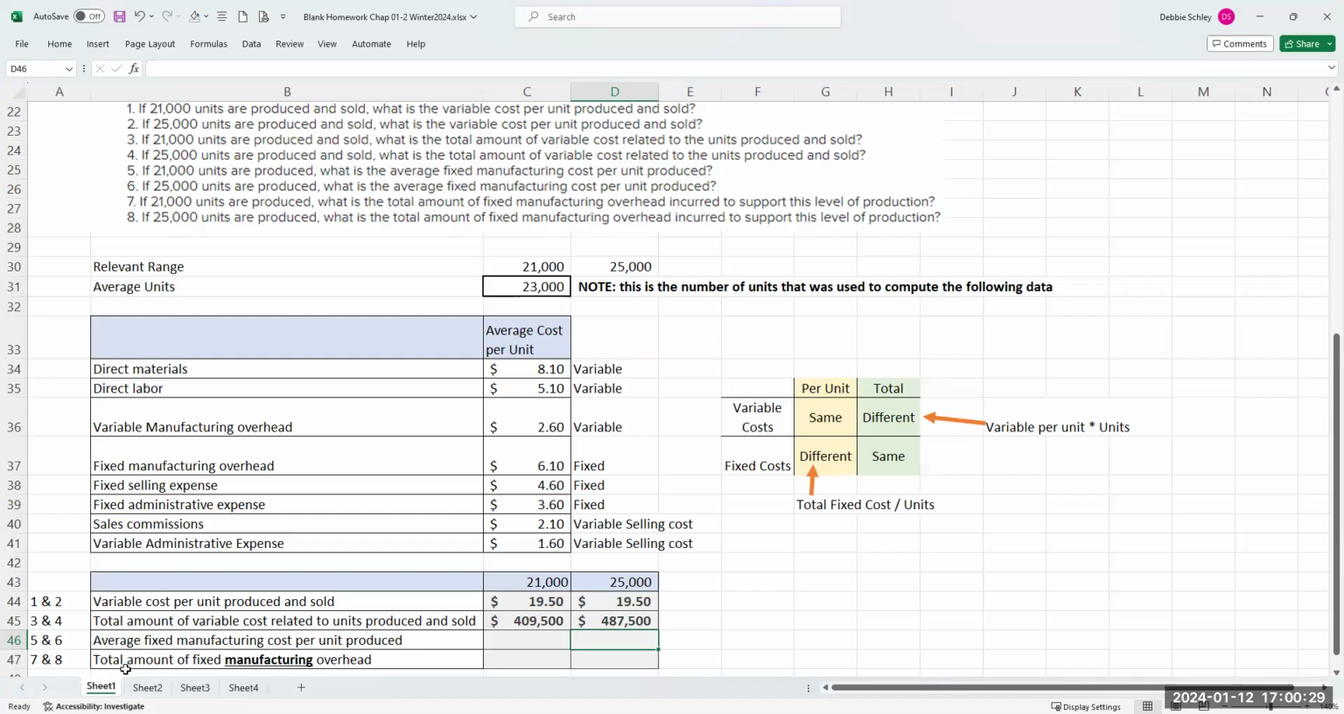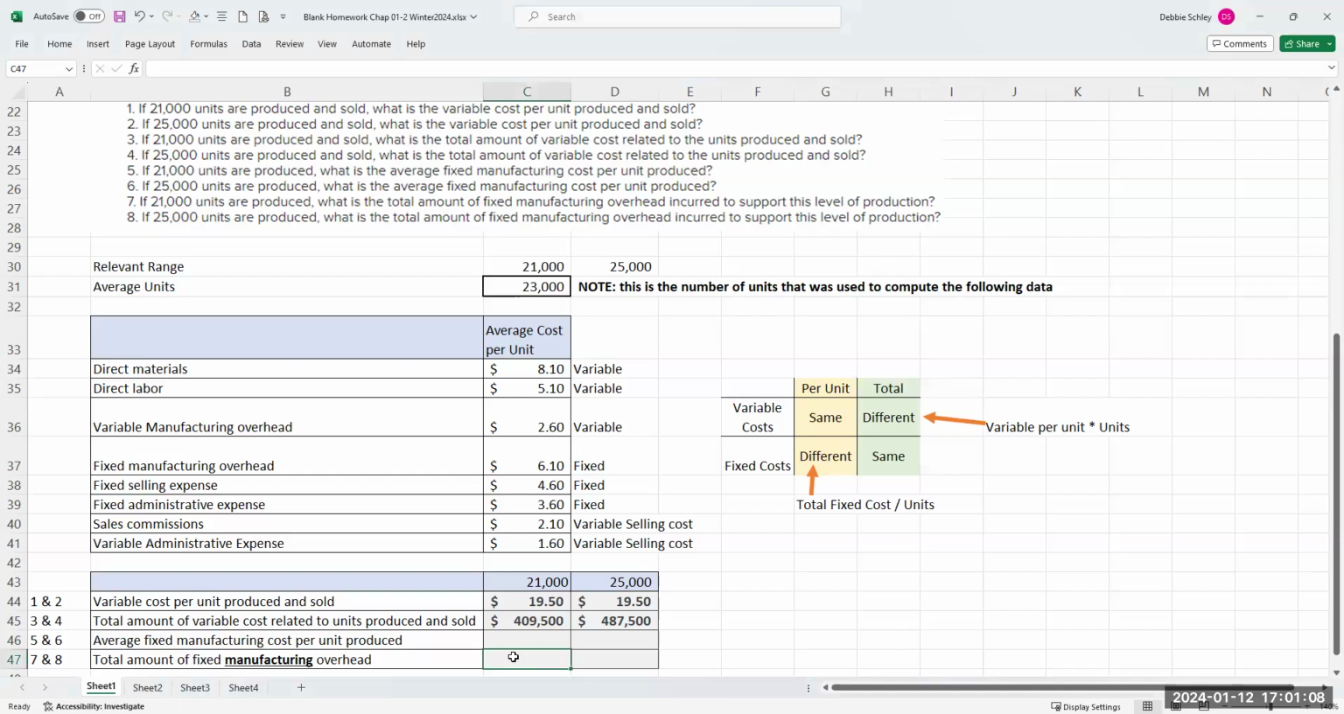On this one, the average fixed manufacturing cost per unit produced and sold. I can't figure out the per unit until I know the total amount of fixed manufacturing overhead. And so this is just going to be dealing with this fixed manufacturing overhead right here. So for my problem, it's 610.